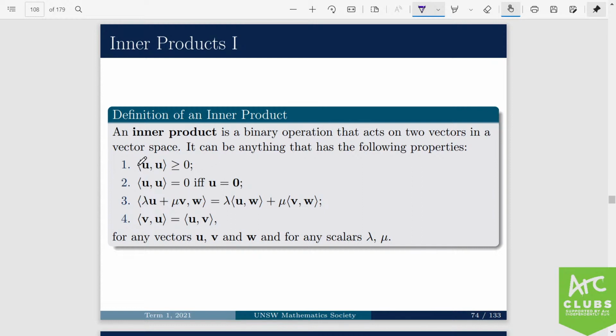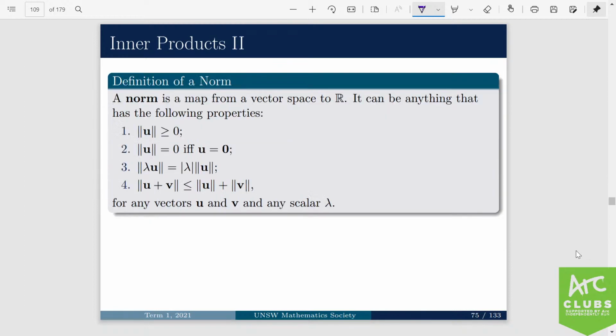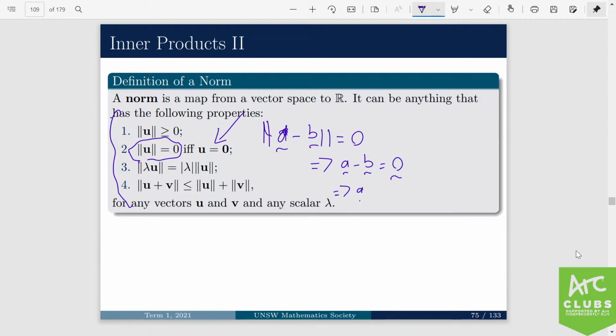An inner product is an operation that follows these four rules, and similarly, a norm is anything that follows these four rules. In particular, the second rule is useful: if the norm of a vector is 0, then that vector is 0. We use that often to say that two vectors are the same. If the norm of a minus b equals 0, then a minus b is the zero vector, and that implies a equals b.